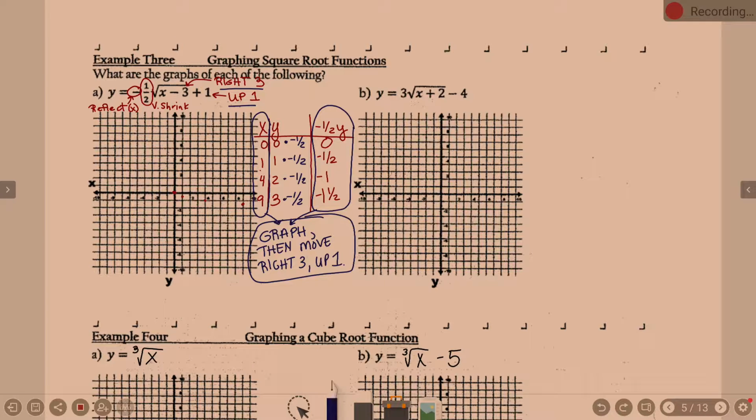Graphed those, and now move right 3, up 1. So take each of those points you just graphed and move them right 3, up 1. So 0, 0: I'm going to go right 3, up 1. So it's at 3, 1. 1, negative 1/2: I'm going to go right 3, and then I'm going to go up 1. So I went right 3 to 4. When I go up 1, I end up at positive 1/2 instead of negative 1/2.